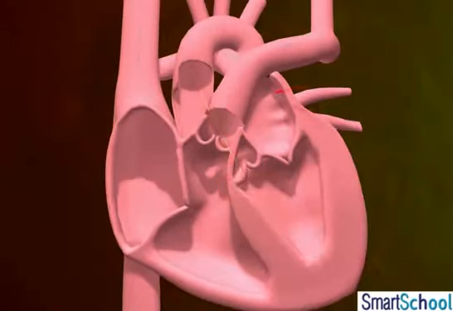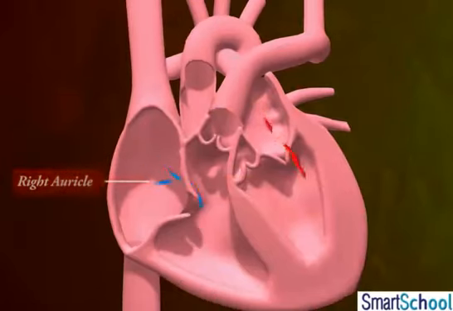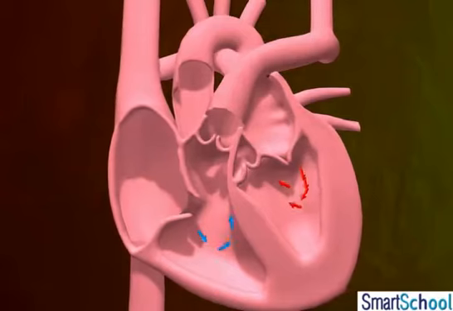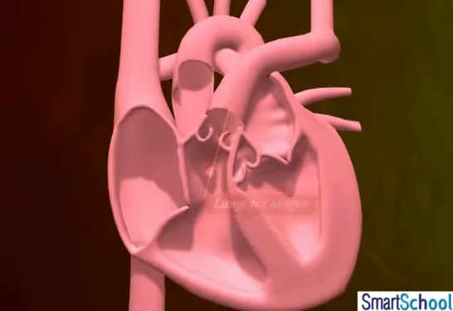The deoxygenated blood from the body comes to the upper chamber, the right auricle, when it expands. As the right auricle contracts, the corresponding lower chamber, that is the right ventricle, dilates, leading to the transfer of blood to it. This in turn pumps the blood to the lungs for oxygenation.